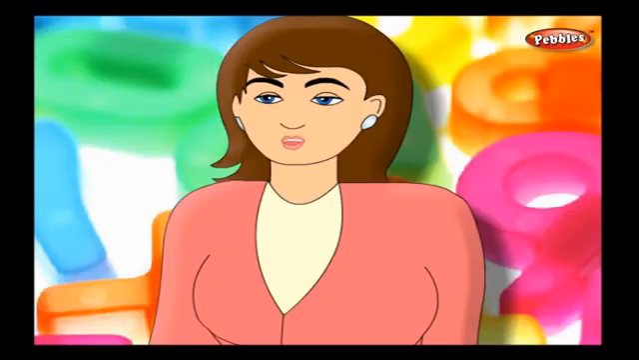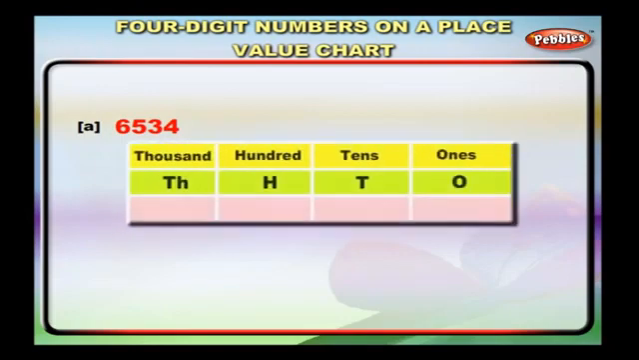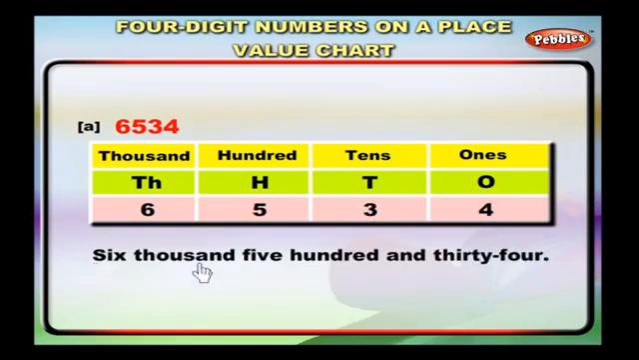Now, let us try some examples. Let us arrange these 4-digit numbers in the place value chart and write their number names. 6,534. Write 4 in the ones column. Write 3 in the tens column. 5 in the hundreds column and 6 in the thousands column. Now, we have 6 thousands, 5 hundreds, 3 tens and 4 ones. We write it as 6,534.